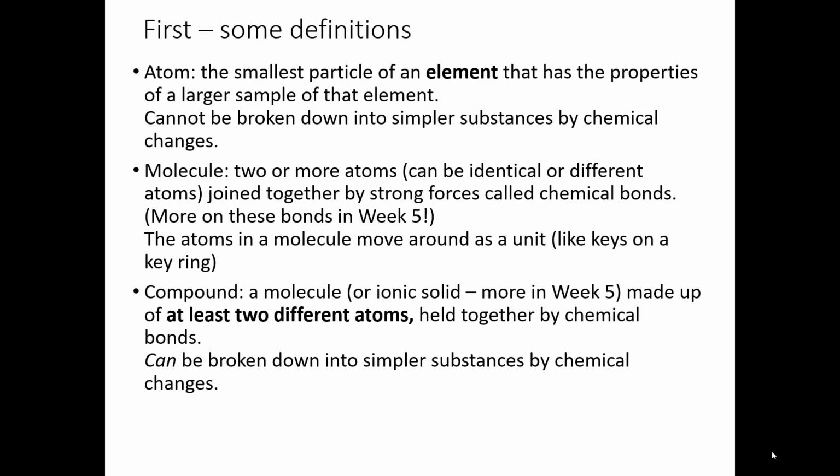All right, so now a compound. A compound has to be a molecule or an ionic solid, but either way, you've got multiple atoms bound together. But it's also made up of at least two different types of atoms, two different elements, okay? And they're held together by chemical bonds. And furthermore, a compound can be broken down into simpler substances by chemical changes. So a compound would have to be something like hydrogen and sulfur, or oxygen and hydrogen, all right? If you're just talking about two hydrogen atoms together, then it's not really a compound. Okay.